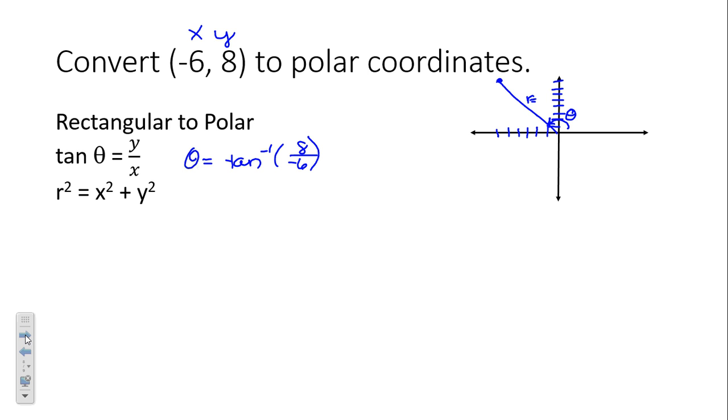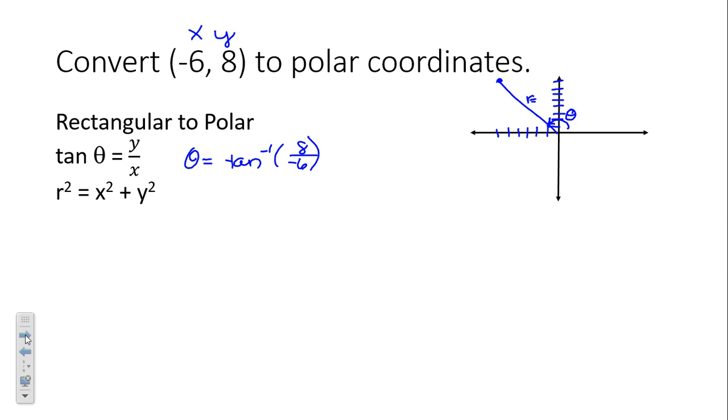What'd you get? So 53.1? Okay, so 53.1 degrees. And the problem is that we're not really sure how to do a -53.1 degrees.